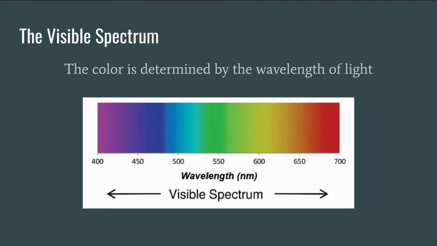Now visualize those meter sticks that I have in my classroom. A nanometer is 1 billionth of that. You have to chop that up into 1 billion pieces to get to 1 nanometer. So the wavelengths of light are very, very small.